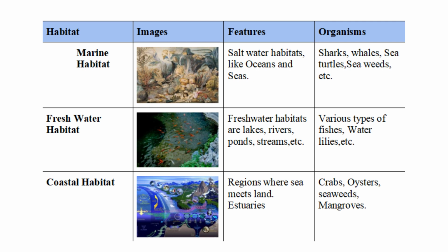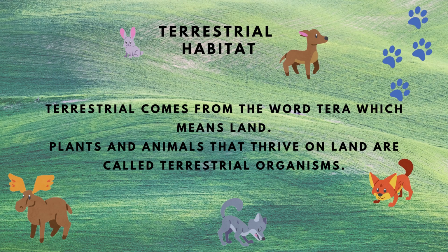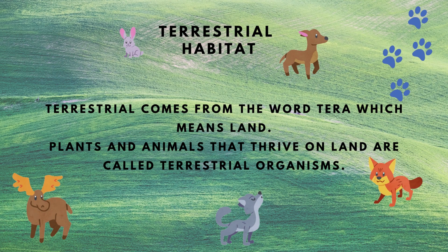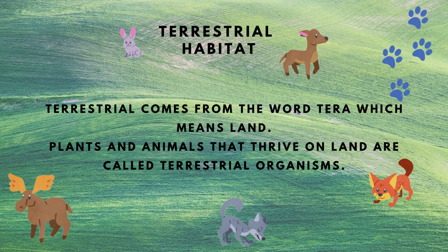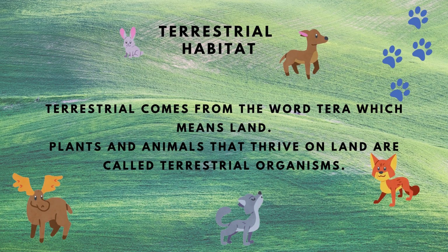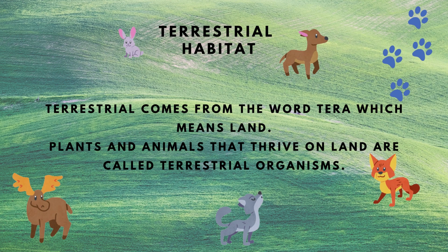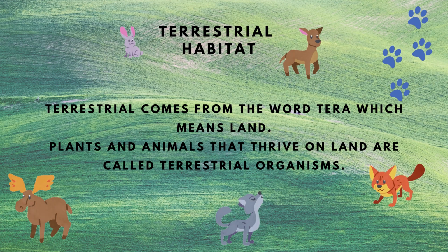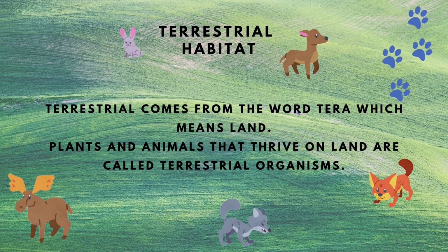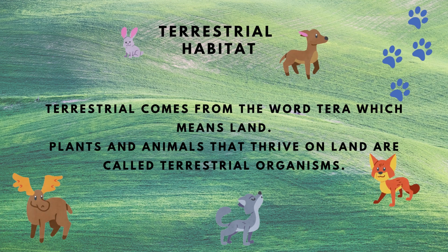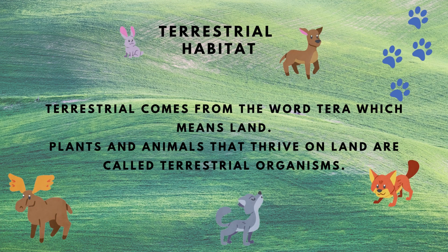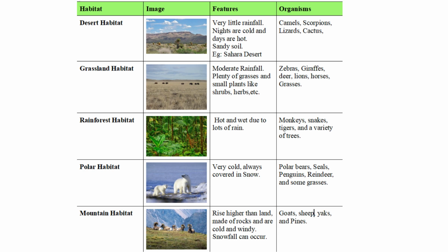The second classification of the habitat, the terrestrial habitats, comes from the word terra, which means earth or land. The organisms and the features of the environment found here are above land, whereas in aquatic they were below land or in the water. The terrestrial habitats have plants and animals that thrive on land and thus are called terrestrial organisms. There are many types of terrestrial habitats seen, namely desert habitat, grassland habitat, rainforest habitat, polar habitat, and mountain habitat.